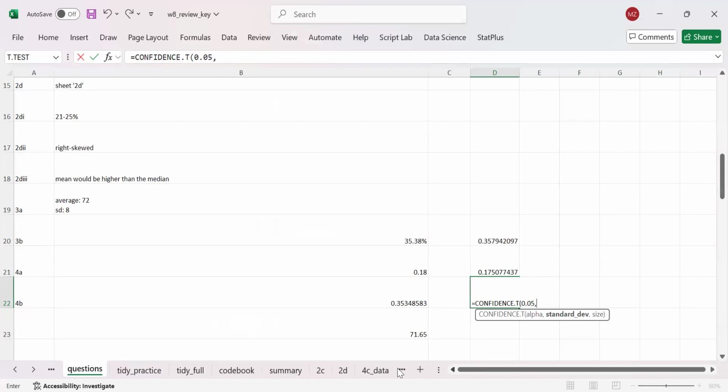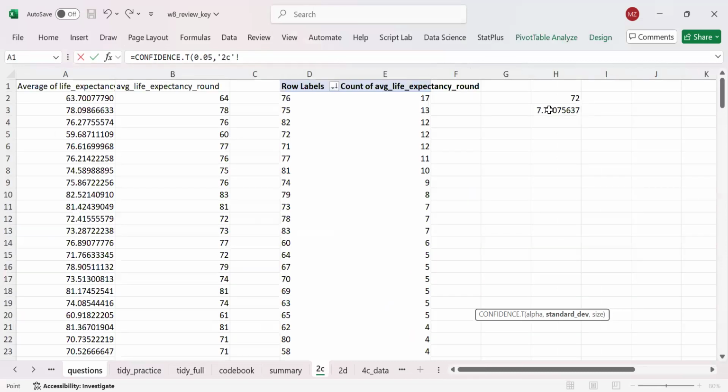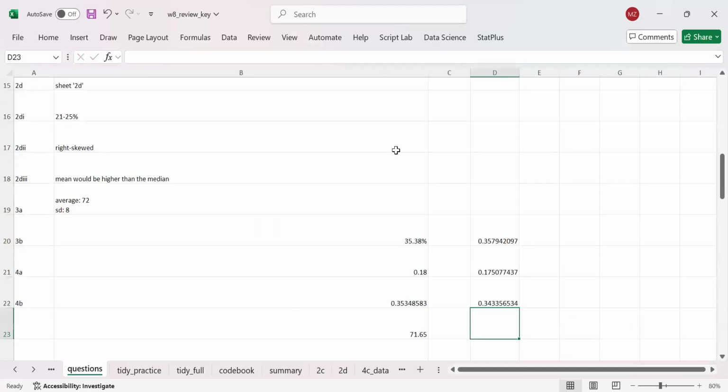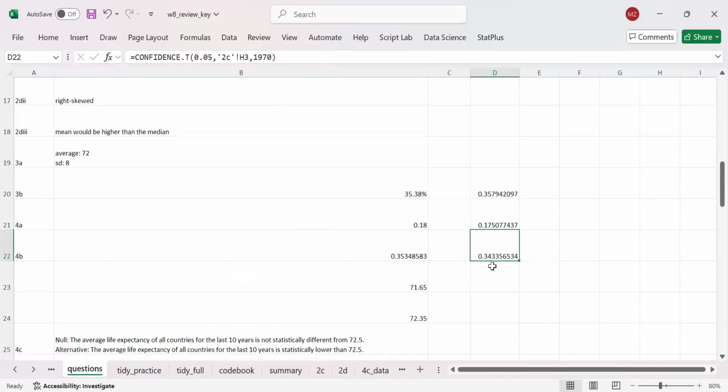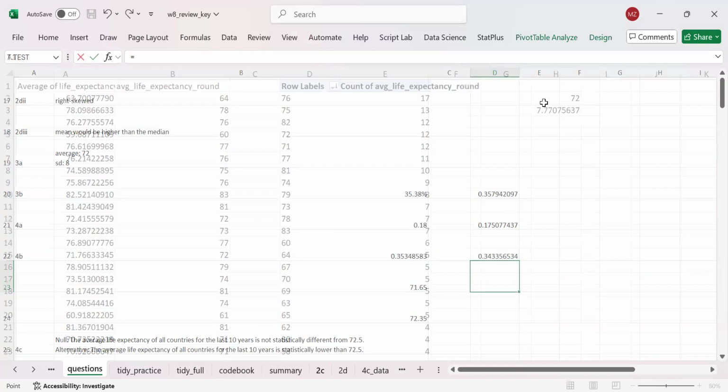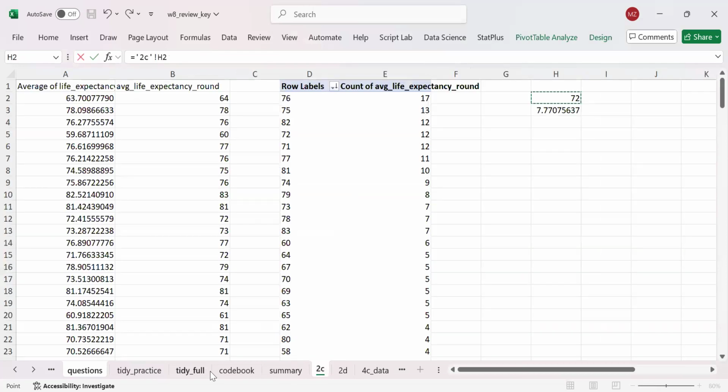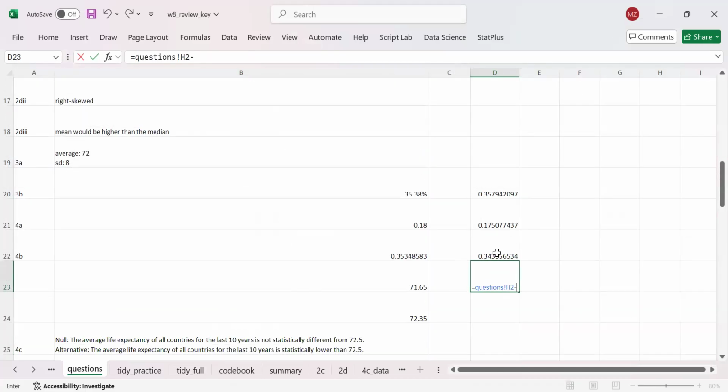And the standard deviation, again, you can pick from what we calculated here. Then finally, you give it the size, which we saw was 19,1970, right? So this is your confidence value, and then you can calculate the lower and upper bound. Your lower bound would be the average minus the confidence value that you calculated. So the average here is 72, and this minus your confidence value here.